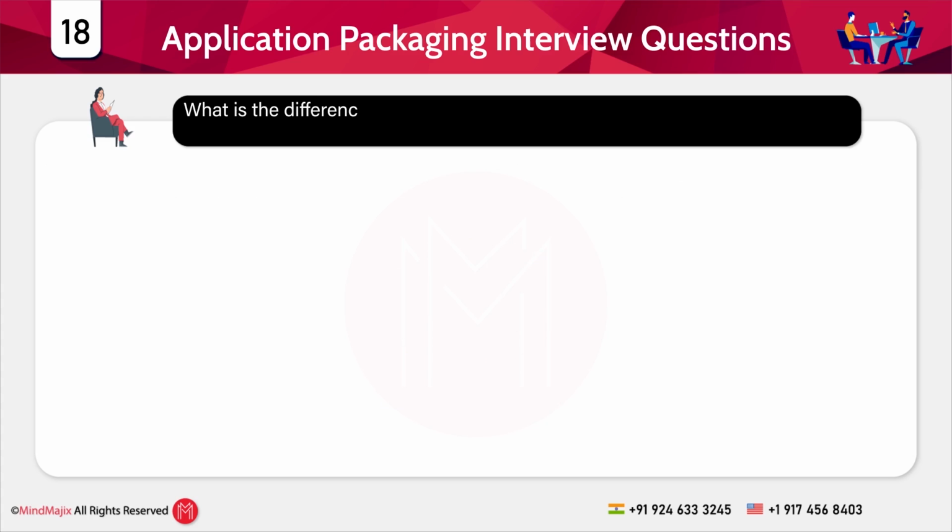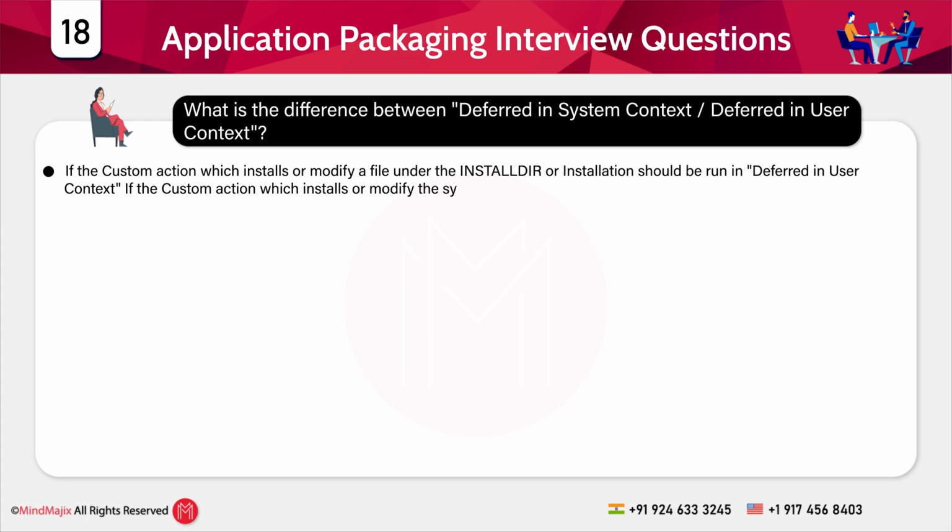What is the difference between deferred in system context and deferred in user context? A custom action which installs or modifies a file under the install directory should be run in deferred in user context. A custom action which installs or modifies the system directly should be run in deferred execution in system context. So if it is running directly, this means that it is getting installed in system context, and if it is modifying a file under the install directory location, then it is deferred in user context.